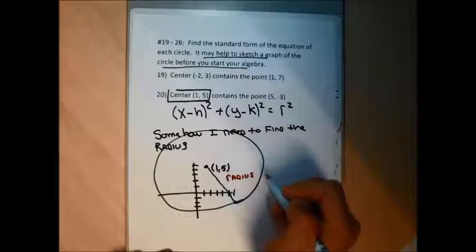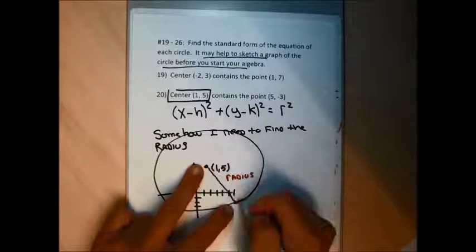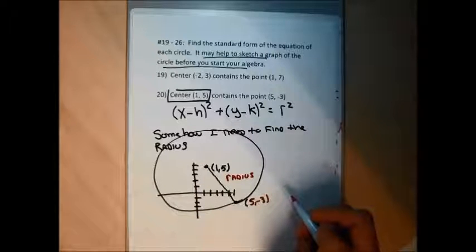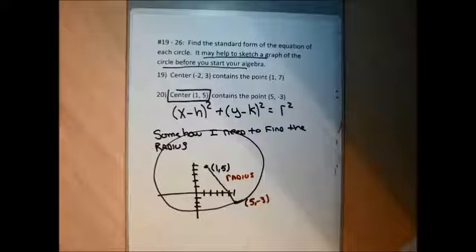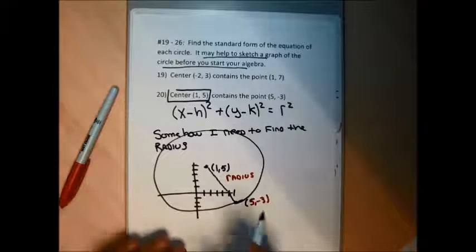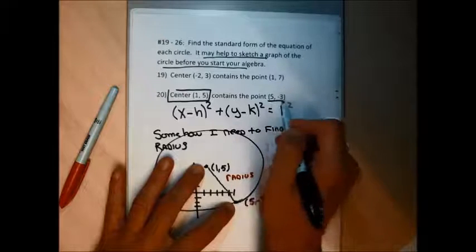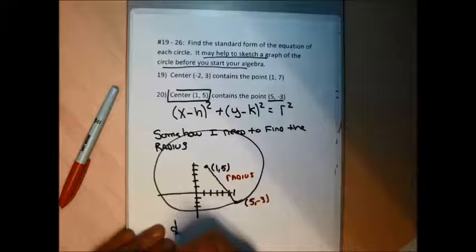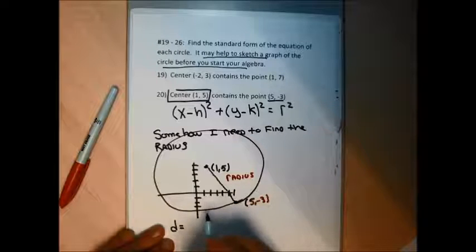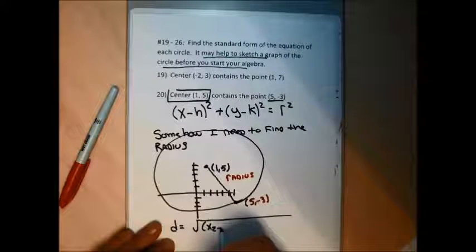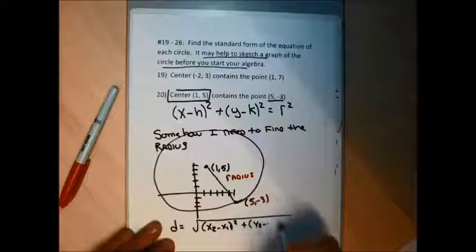And how can I get a radius? Well, a radius is just the distance between 2 points. The distance between these 2 points is what the radius is, and heck, we have a distance formula to do that, don't we? So the radius is the distance between the center and the point that's given, and the distance formula is exactly what I can use. That's why we did this earlier in the chapter. The distance formula is the square root of x2 minus x1 squared plus y2 minus y1 squared.